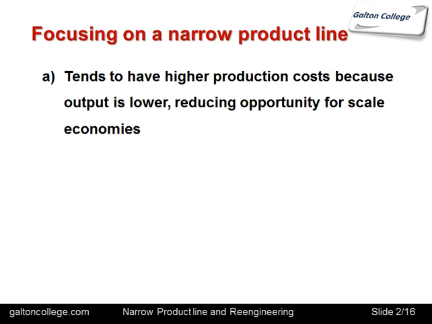Total production cost, that is, not just the variable costs of production, the cost of the raw materials and the direct labour and the machinery and so on, but the costs of the overheads as well, when they are apportioned and brought to bear. So it is a higher cost system. A narrow product line tends to be higher cost. And it also reduces the opportunity for scale economies.